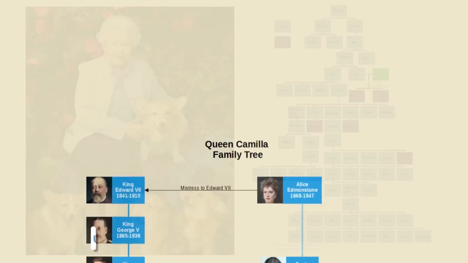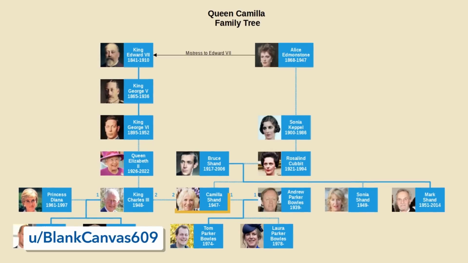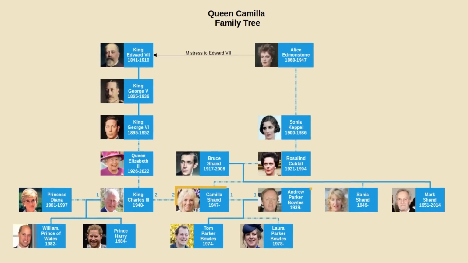This next chart shows some of the relatives of Camilla, the new Queen Consort. She was previously married to Andrew Parker Bowles, with whom she has 2 children, who are thus the step-siblings of William and Harry. Interestingly, Camilla's great-grandmother, Alice Edmonstone, was one of King Edward VII's lovers. Little did she know that one of her descendants would go on to be a lover of yet another king, but this time that lover would end up becoming queen.